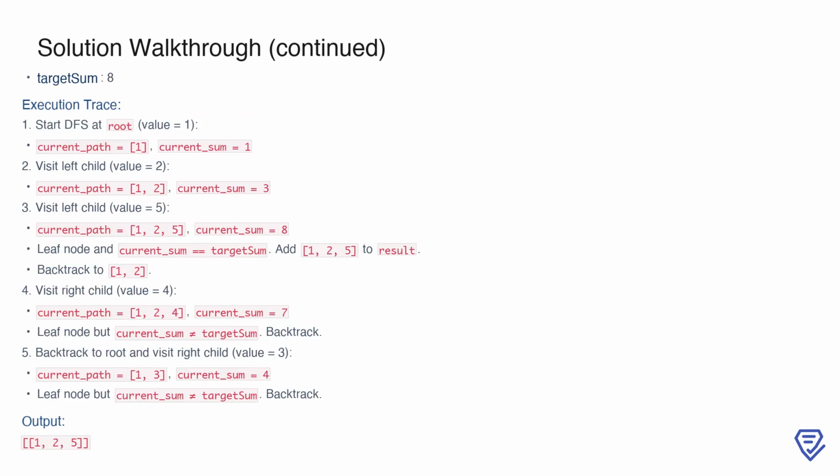Finally, let's consider a tree where there are multiple valid paths. In this case, the root is 1, with left and right children 2 and 3 respectively, and the left child further branches into 5 and 4. The target sum is 8.